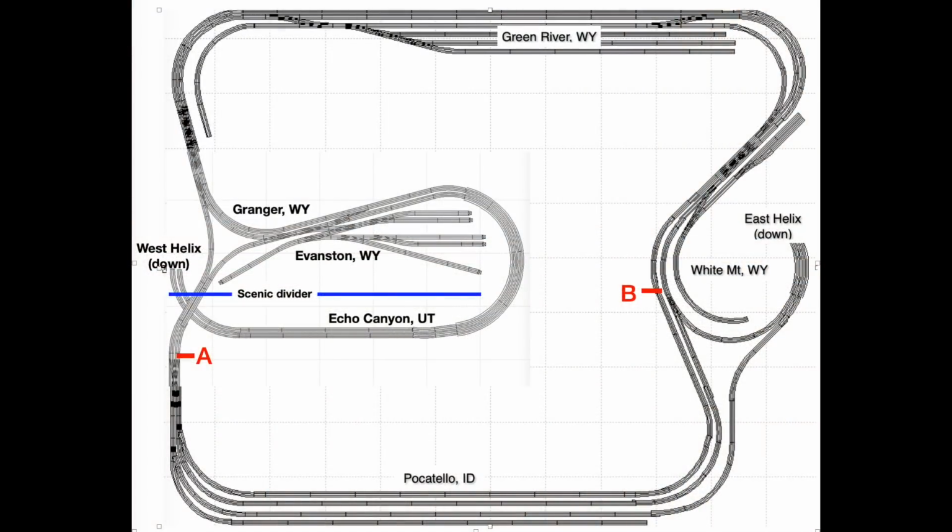As I made these changes in the track, I inserted insulated rail joiners here at points A and B, effectively isolating the section of track between them. The track between points A and B is 14 feet long, and that's far longer than the longest trains that I run on my layout.